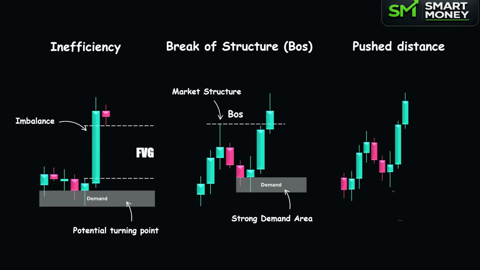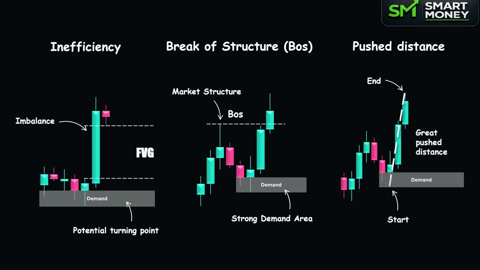The pushed distance refers to how far the price travels away from the zone before returning. A larger pushed distance often signals a more significant rejection, making the zone stronger. By considering all these factors together, you can more effectively identify high-probability supply and demand zones for your trades.